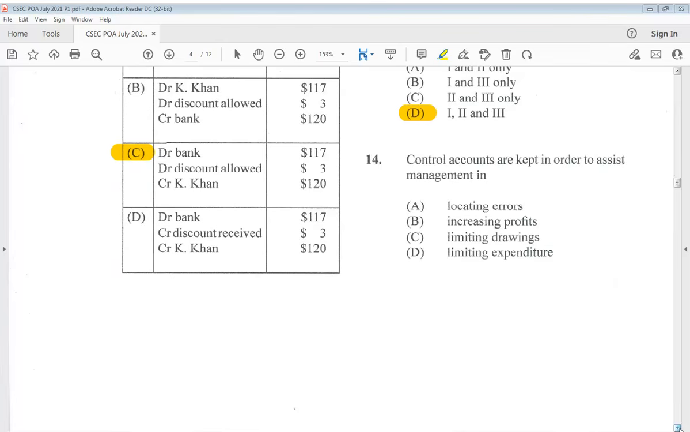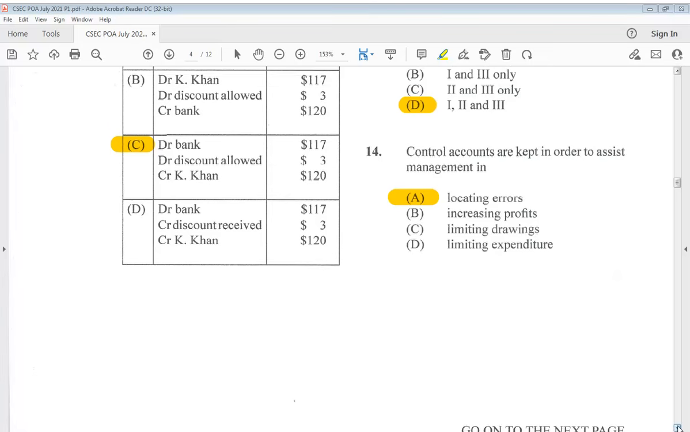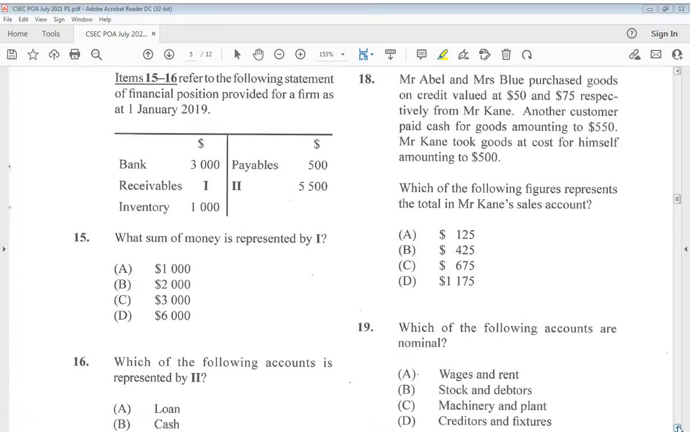Let's move on to number 14. Control accounts are kept in order to assist management in, we know there are various purposes that control accounts are used. 1, locating errors, right? And we know that, 2, it assists with the preparation of the final accounts for incomplete records, and it helps to prevent fraud. Those are just some ways, and there are many more ways. Let's move on to 15.